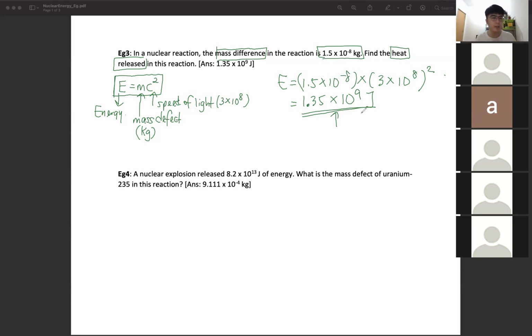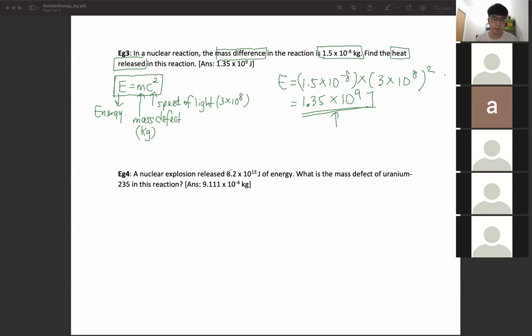Some submarines use what? They use nuclear fission. So they get their power source from nuclear fission. That is what makes them able to stay underwater for a very long time, right? Okay, example 4.